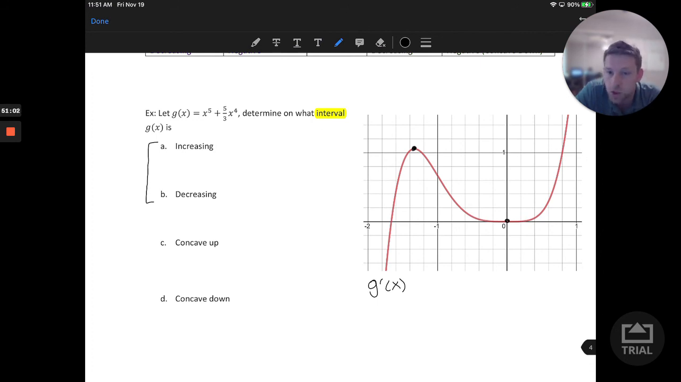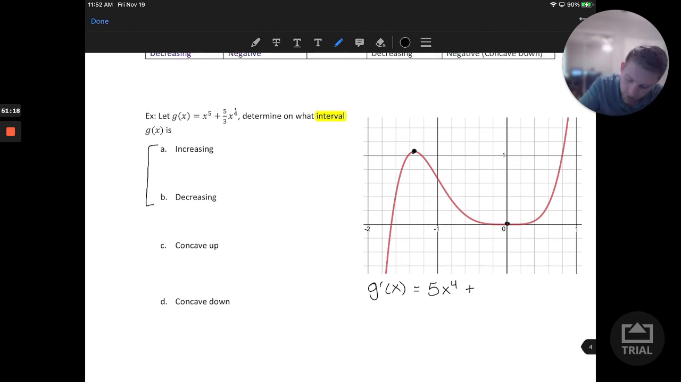So let's take g prime first. This would be, in this case, 5x to the 4th, taking a derivative of our original given to us. And then we'll have plus, bring down 5/3, and then we'll want to bring down our 5, our 4 as the power. That would be 20 over 3 x to the 3rd. That would be our first derivative. So to find our critical points, I want to go ahead and set this derivative equal to 0.